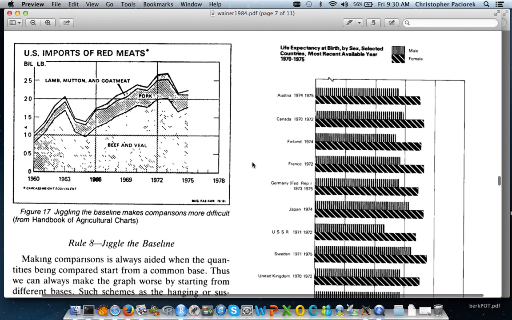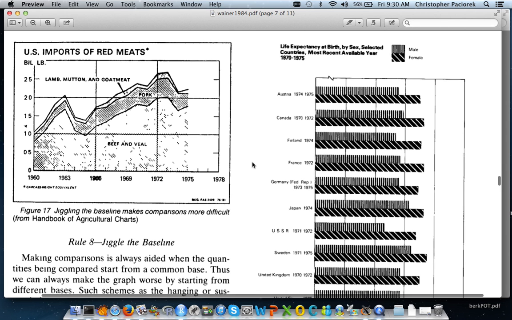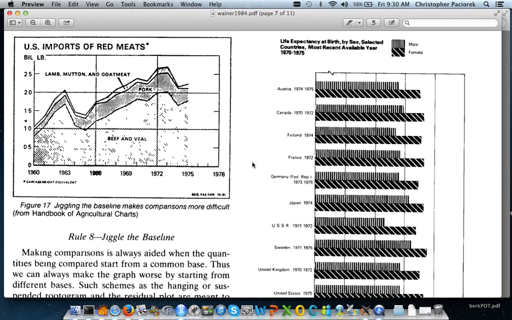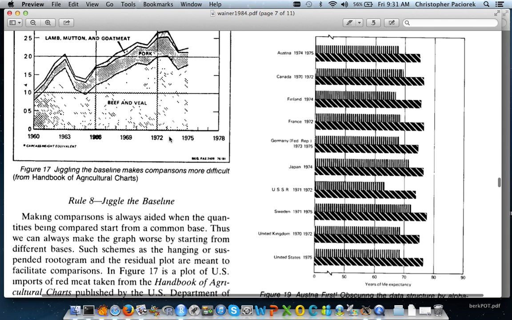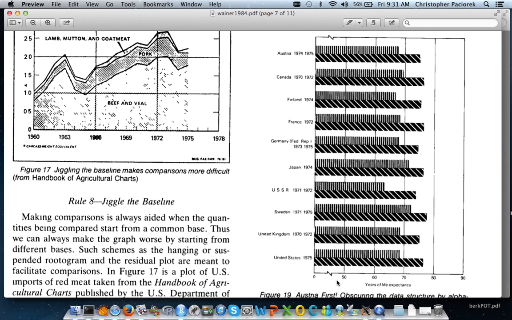So this is supposed to be illustrating life expectancy at birth for a variety of different countries, for both men in the straight up and down hashing and women in the sort of diagonal hashing here. So if you're looking at this graph in this way, what do you take away as the main points of showing these data here? I guess I should shift it up so you can actually see the y-axis. Okay, so this is years of life expectancy, basically from 50 up through 80 here.